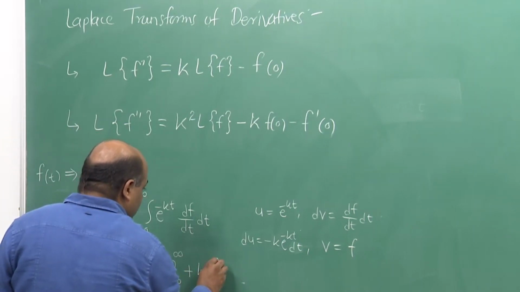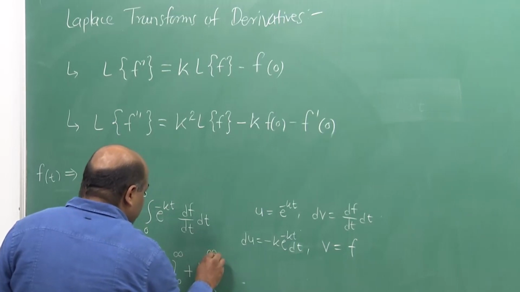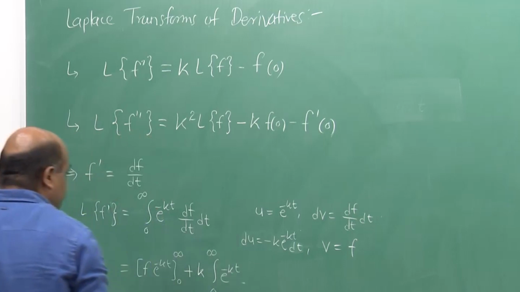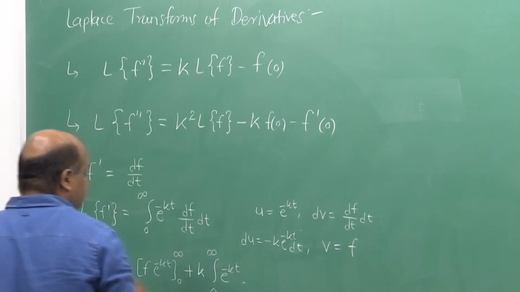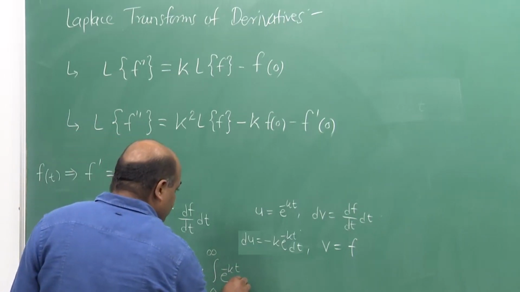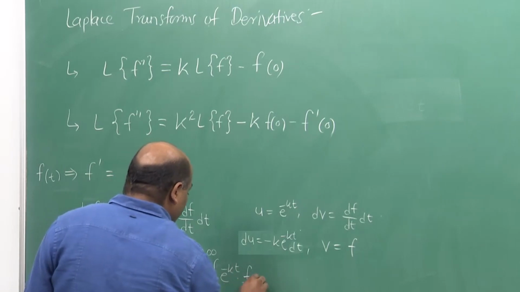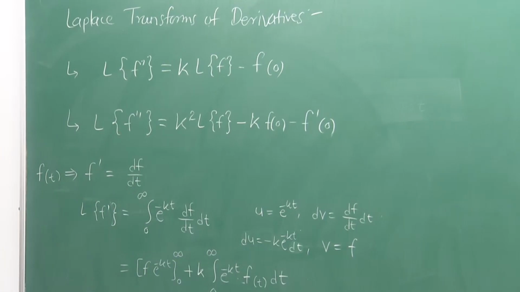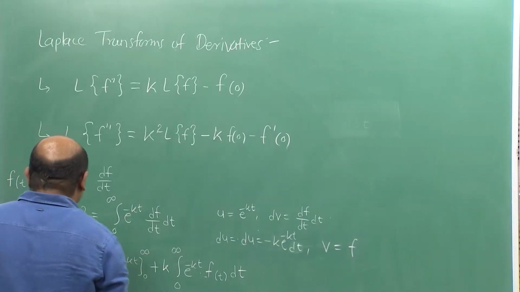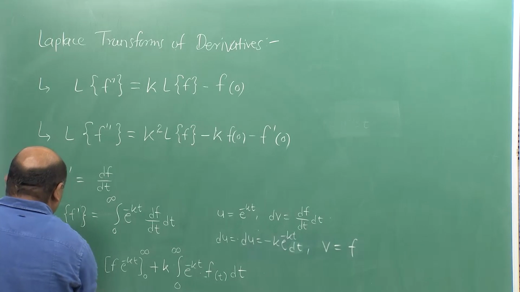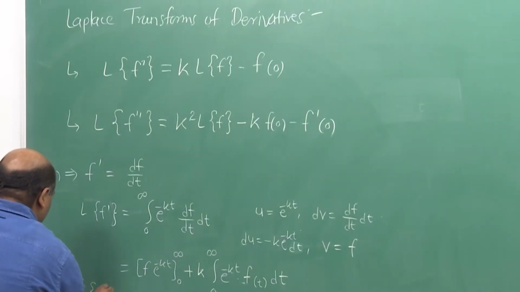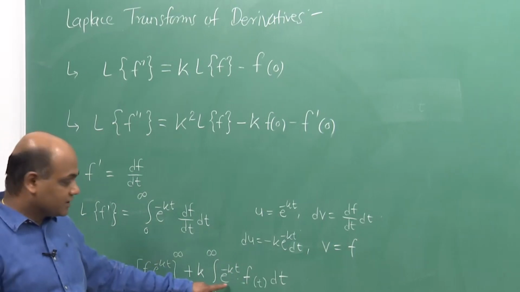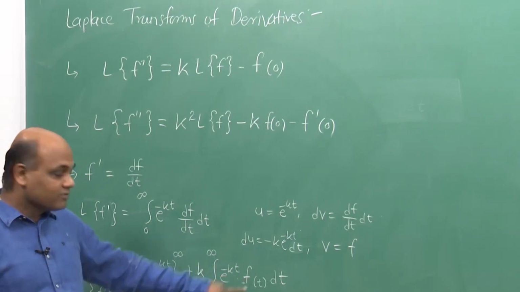plus k integral 0 to infinity e to the power minus kt into f of t dt. Okay. So, L of f prime, this integral is nothing but the Laplace transform of f.